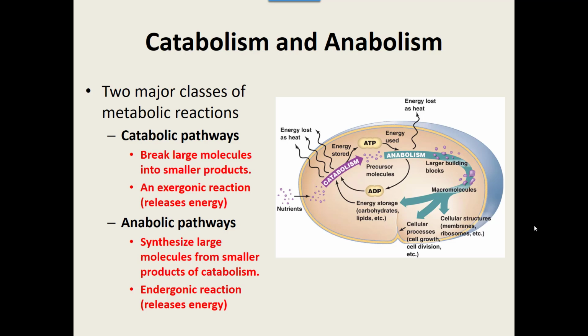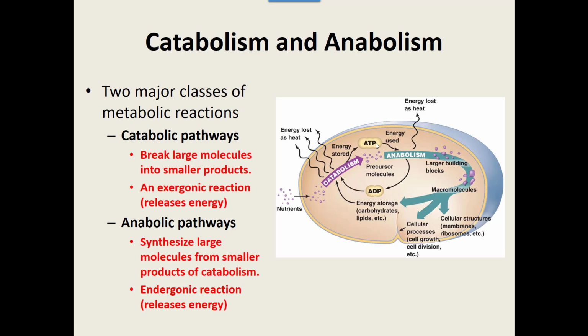The first class of chemical reactions is called catabolic reactions or catabolic pathways. What's happening in catabolic pathways, or sometimes you just hear catabolism, is that it's taking large molecules and breaking them down into smaller molecules. So it's just breaking things down. When we break things down, that releases energy. It's an exergonic reaction. Exo, or X, means release. So when we break things down, we release energy. And yes, for many organisms, including ourselves, we can use that and make ATP.